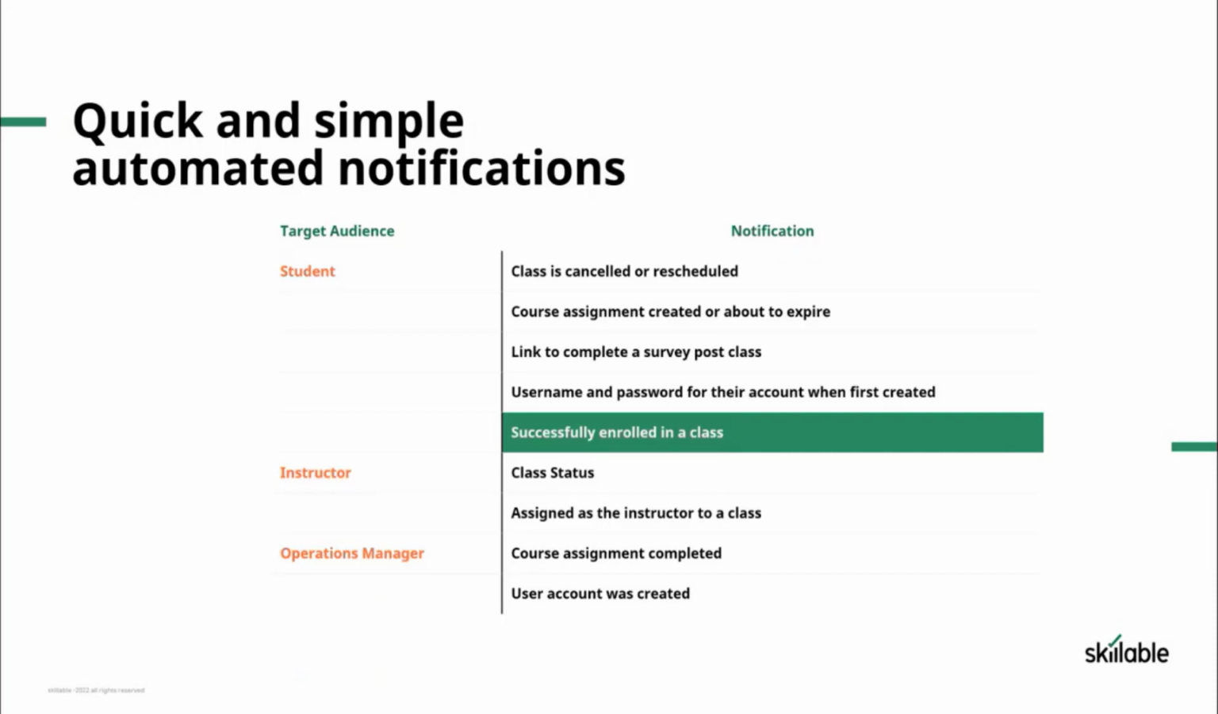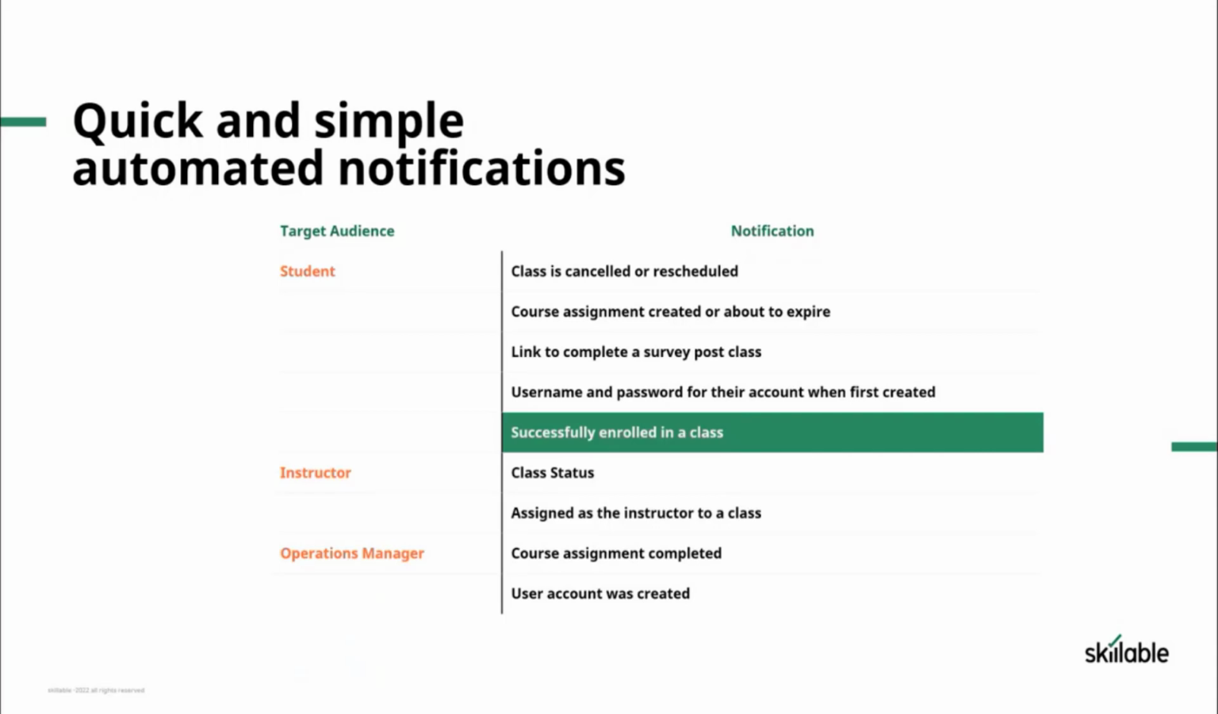We've looked at the target audience being your students, your instructors, and your operations managers. And then we have what notifications really work for which. So things like completing that survey post-class, getting usernames and passwords that we just saw, or being successfully enrolled in a class. What's nice is for instructors, the one that's used the most is the class status. If you've gone in and changed the class status from deliverable to cancelled, they get that notification, or even that they've been assigned to a class, which is really nice.